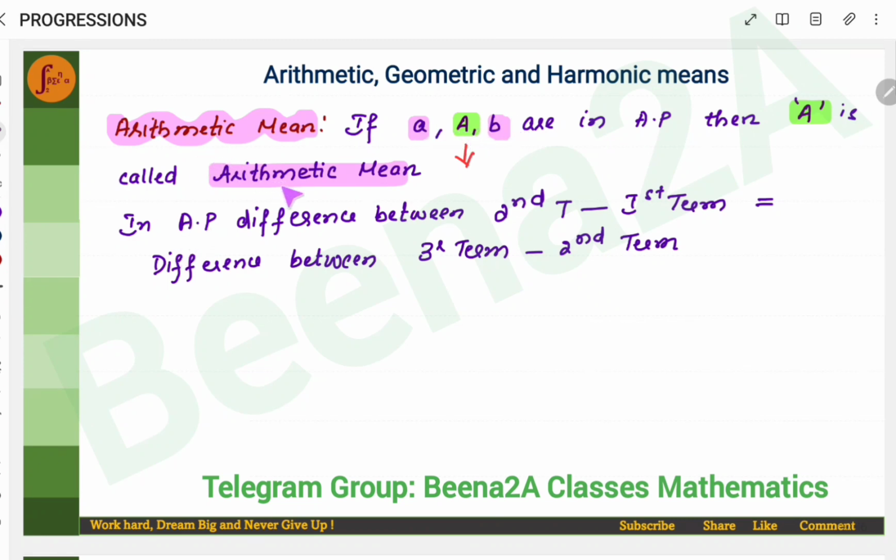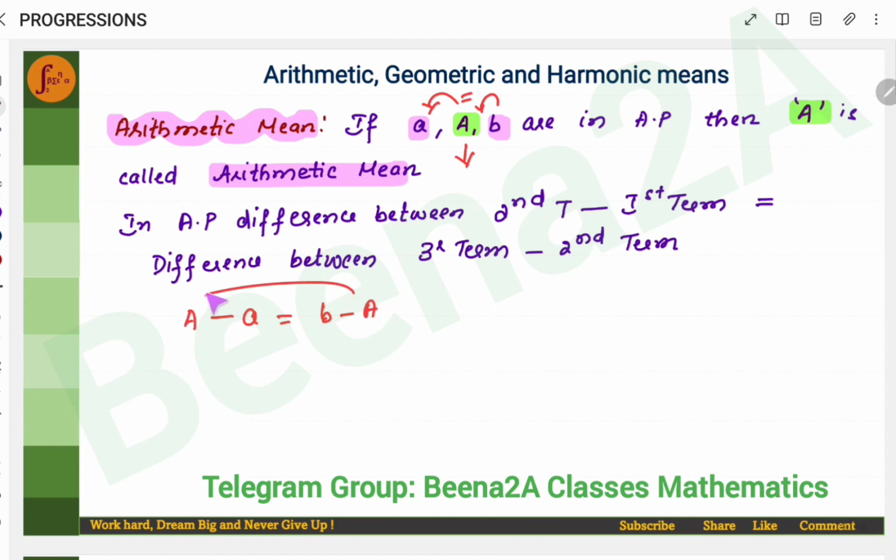Now, in an arithmetic progression, the difference between the second term and the first term is the same as the difference between the third term and the second term. So we'll use this difference formula and then get the formula for the arithmetic mean. The second term minus the first term: the second term is A here, the first term is small a. This is equal to the third term minus the second term, which is b minus A.